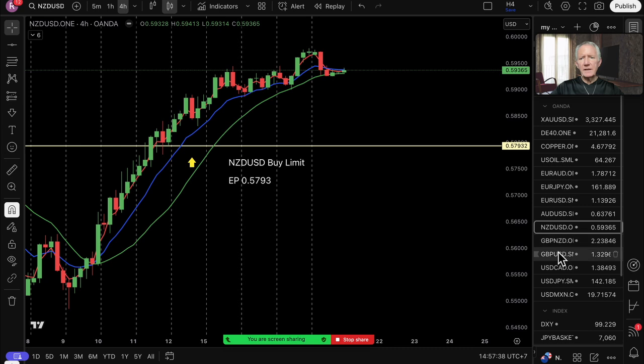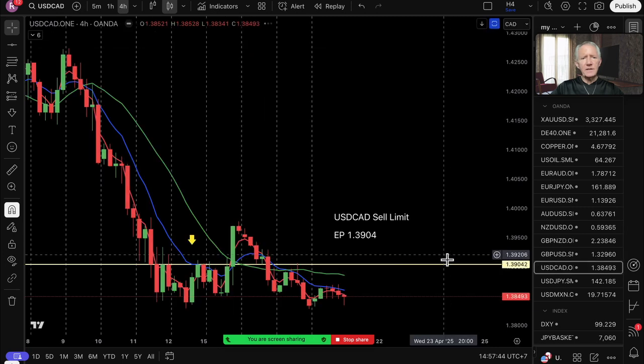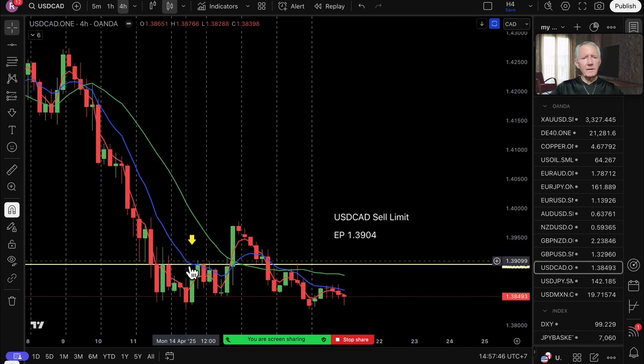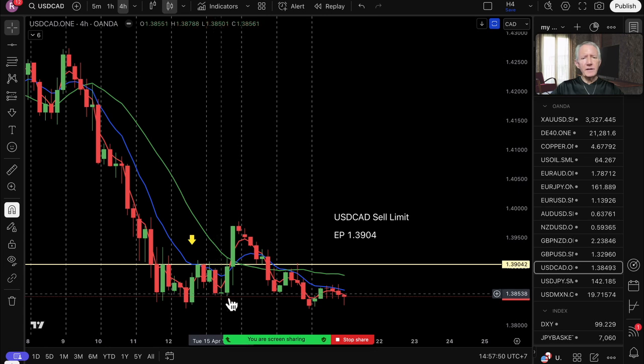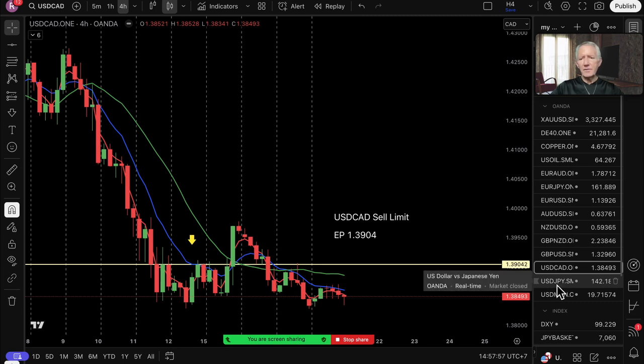Same with the New Zealand, and also same with the pound US. Those three trades did not open. Then the USD CAD did work out quite well. That opened initially on Monday, went straight into profit, and you could have closed that the next day or ridden that throughout the week for continuing profit on the close of the US session last Friday.